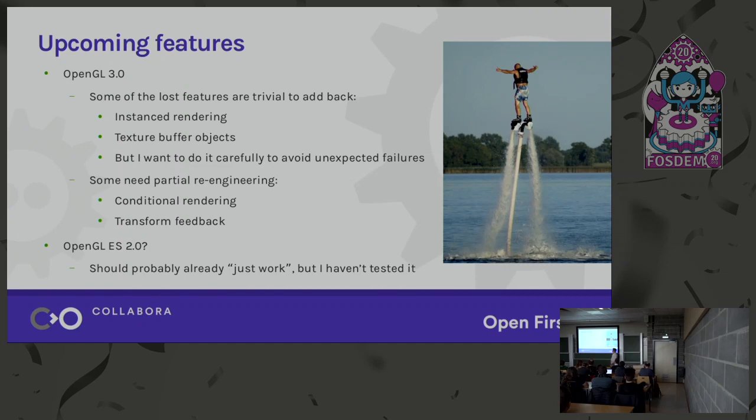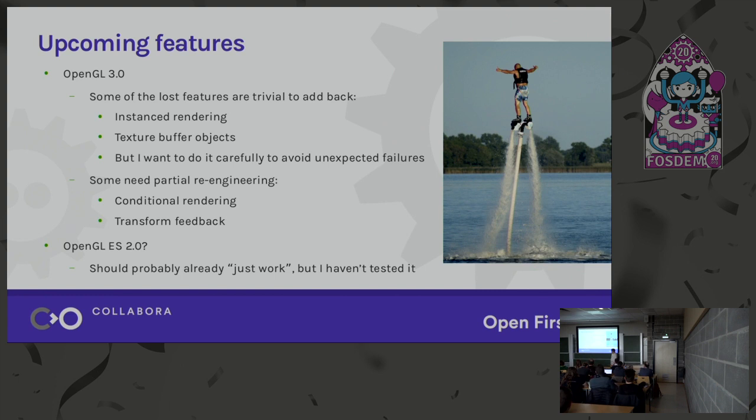Yeah, so some about the stuff I'm working on. Next on my to-do list here is crossing off OpenGL 3.0 again. These slides are out of date already, because I added back instance rendering and texture buffer objects over the weekend. Or not over the weekend, but the last couple of days. But the conditional rendering and the transform feedback stuff needs some more work.